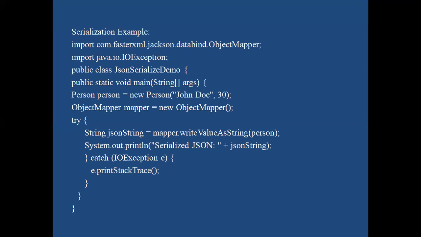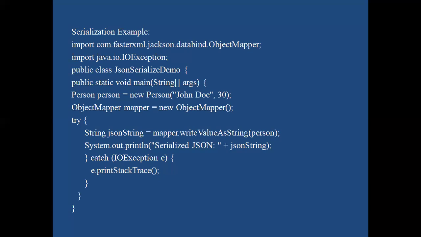Person is a class. With the help of that, we create an object: person equals new Person. We are going to pass two things: one is name, another one is age. The previous Person class has two attributes, so we mention the two attributes, name and age: John Doe and age 30. With the help of the ObjectMapper class, mapper is an object equal to new ObjectMapper. With the help of that, the conversion happens.